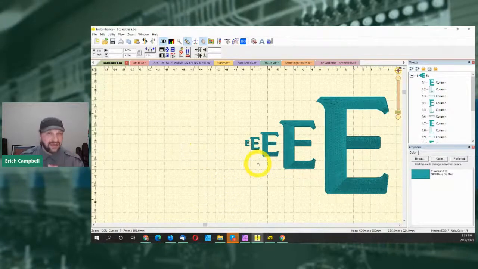So I'm using the angle, I'm using the thickness of the stroke to establish my smallest stitch and my smallest gap that I'm willing to stitch. And this is the same with designs. You can do this with designs the same way.